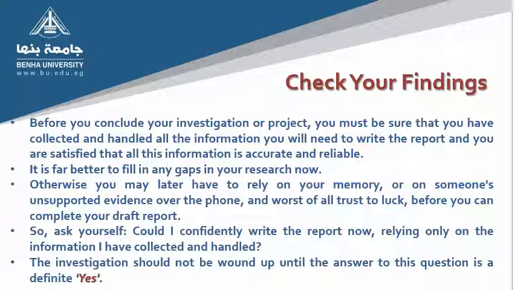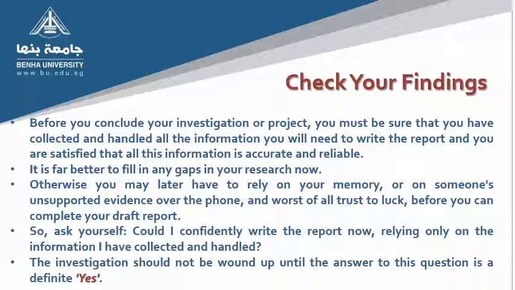Finally, check your findings. Before you conclude your investigation or project, you must be sure that you have collected and handled all the information you will need to write the report, and you are satisfied that all this information is accurate and reliable. It's far better to fill in any gaps in your research now. Otherwise, you may later have to rely on your memory or on someone's unsupported evidence over the phone, and worst of all, trust to luck before you can complete your draft report.